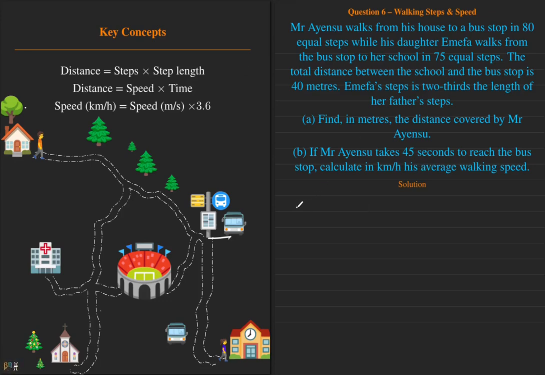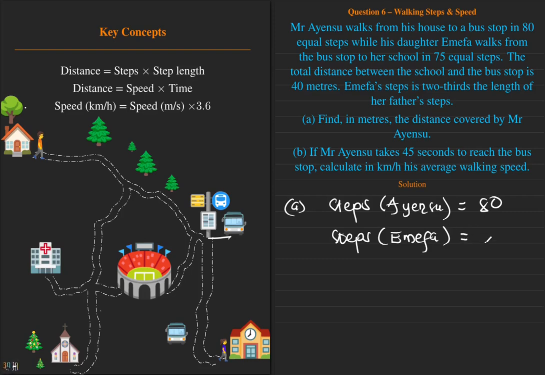Starting from A, it says you have to find in meters the distance covered by Mr. Ayensu. Let's write out our parameters. The steps of Mr. Ayensu, the man's, are 80 equal steps. What else do we know from the question? We know the steps of Emefa. Emefa's steps are 75 steps, right? Now the total distance between the school and the bus stop is 40 meters.